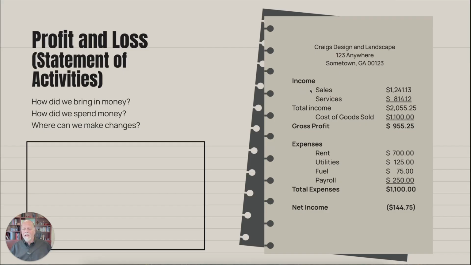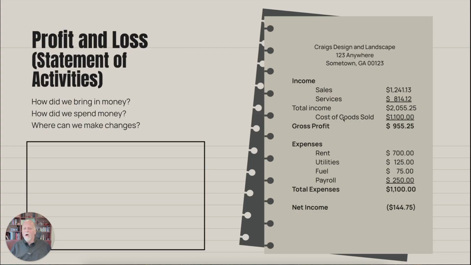And in the income section, we're breaking down our income into categories. In Craig's case, we're keeping it simple here. It's just sales and services. Yours may be simpler than this one. You may just have a category that says income. As a business owner, you get to decide how detailed you want your profit and loss to be. But Craig wants to know how much he makes in sales versus how much he makes in services. If we add these two figures together, we get his total income.